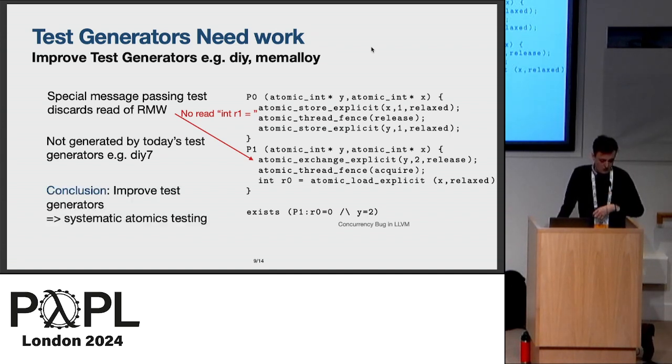And so the conclusion I draw from this is, yeah, we need to have another look at our test generators in order to do a bit more systematic testing of the compilation of atomics. I realize this is an edge case litmus test where we're not considering the value of a read, but nevertheless it induces a bug when compiled and run.